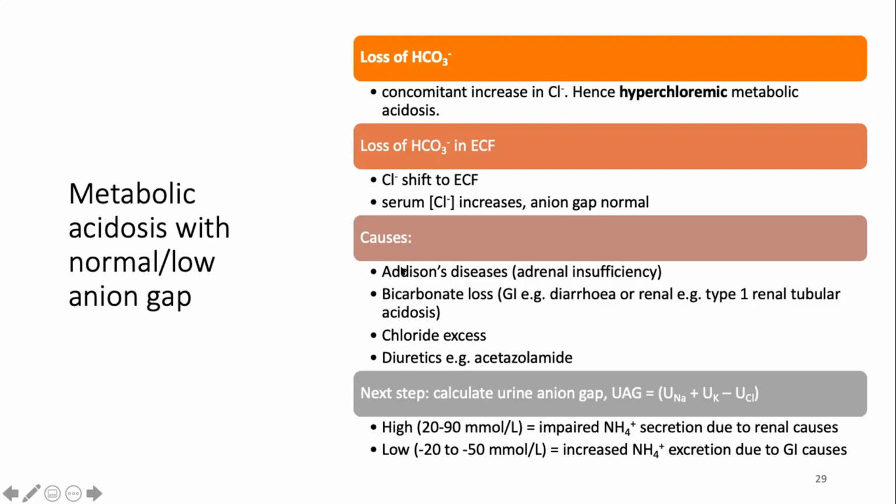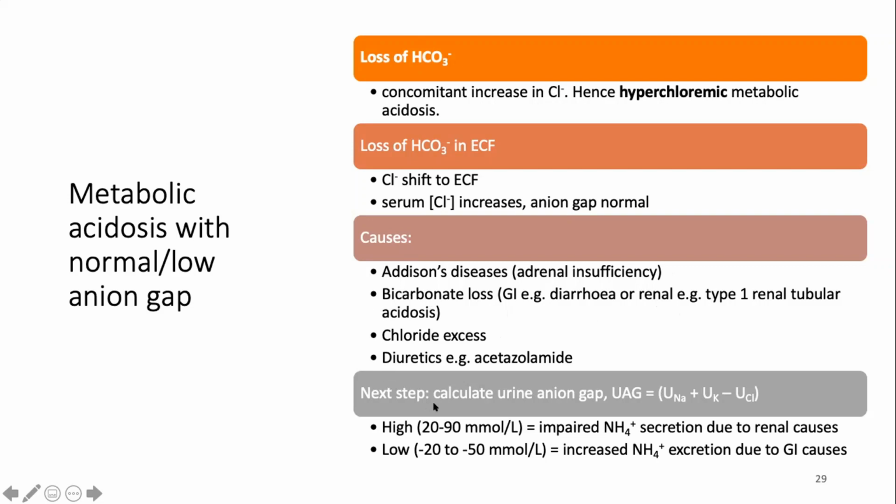The causes, you can simply remember by A, B, C, D: addition, bicarb, chloride, and diuretics. And usually, if you can easily rule out A, C, and D, you will be left with B. So the bicarbonate loss can either be through the GI or through the renal. Okay, how do we derive which is which?